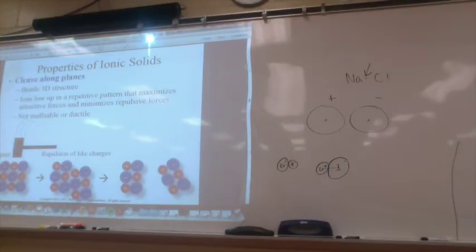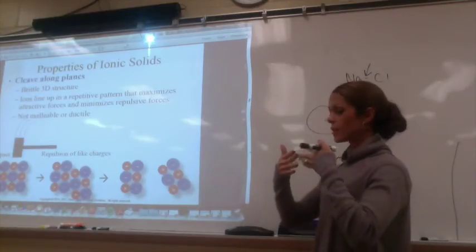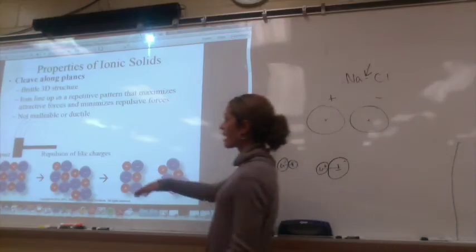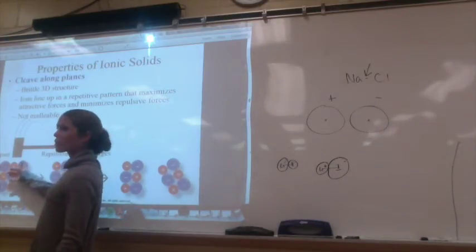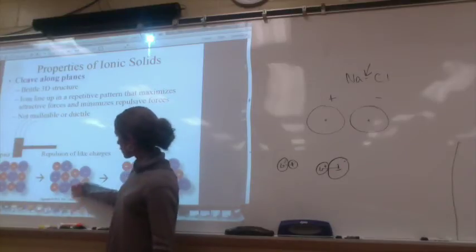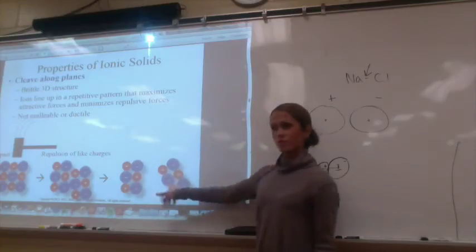So why are they brittle? Brittle means that they break easily. The reason is because they have this plus-minus structure. And if you try to break it, it will shift and create repulsive forces. So if it shifts and you have 2 pluses, it will break it apart and it'll just cleave it.